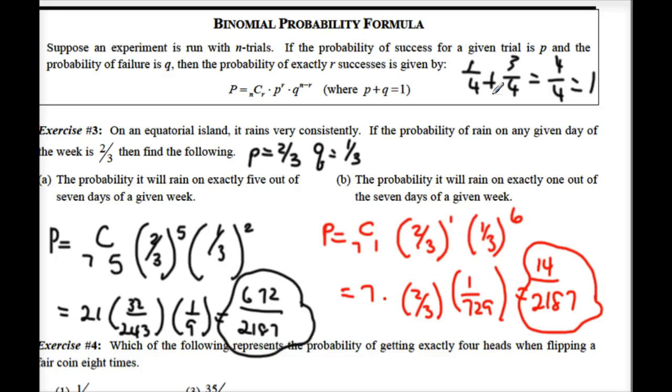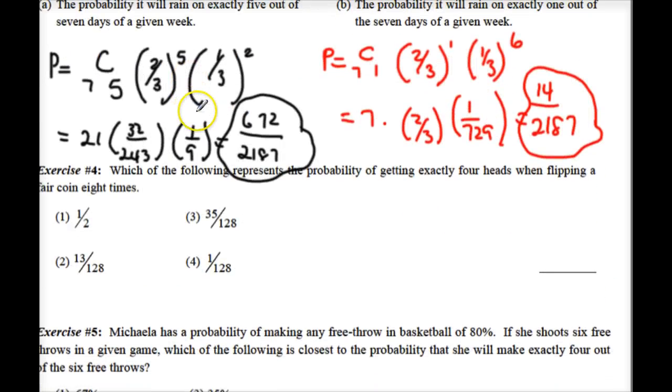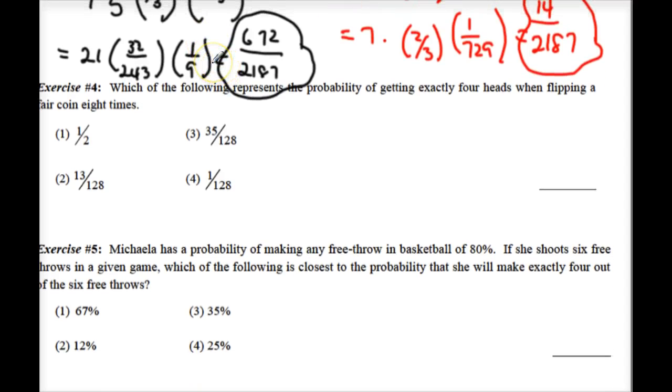So think about when you're working with binomial probability formula, you need to know what is your P and what is your Q. What is the success? What is the failure? Now let's take a look at some multiple choice questions here.